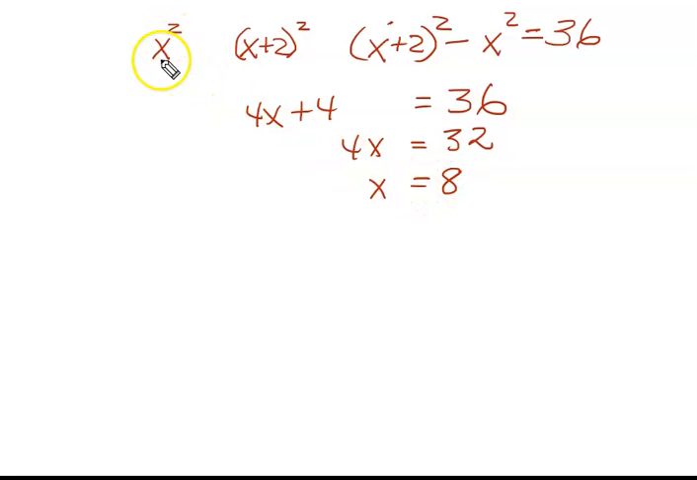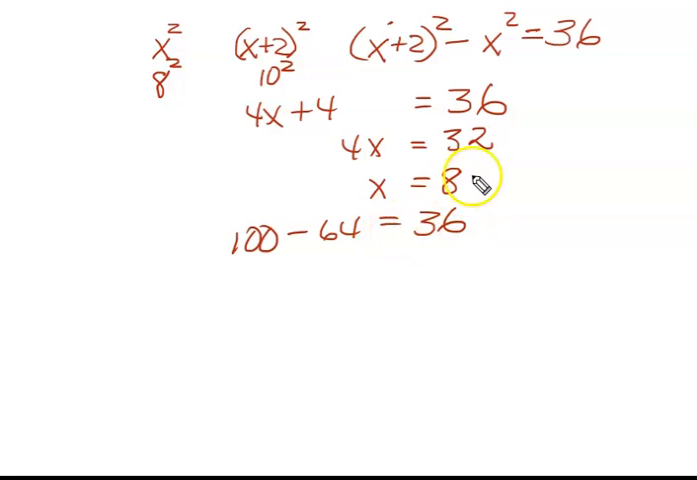So this is 8 here that we're going to square. And this is going to be 10 that we're going to square. And 10 squared is 100. That's this then. And this is minus 64. And that equals 36. So there are our answers. The numbers are 8, and then 8 plus 2 is 10.